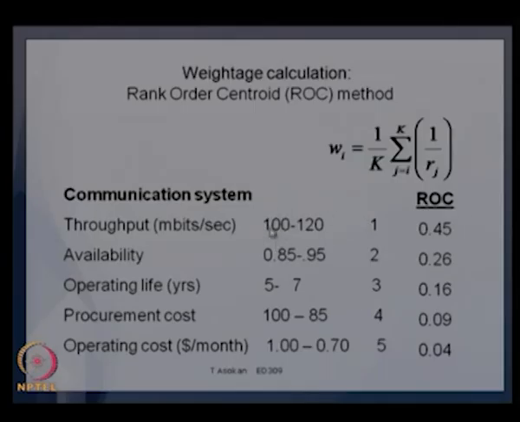So, use the ROC method to get this weightage Wi, and then the Vi(xi) can be obtained using the exponential function methods. Then Wi and Vi(xi) you can multiply and get the total value function for the communication system. The value function V(x) will be equal to the sum from i = 1 to n of Wi Vi(xi), where Vi(xi) are the individual value functions.